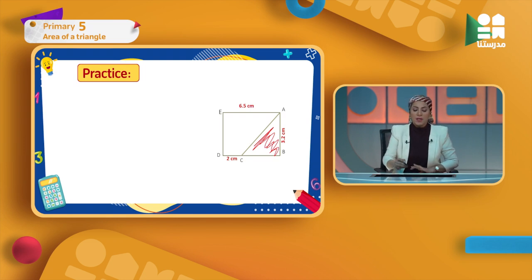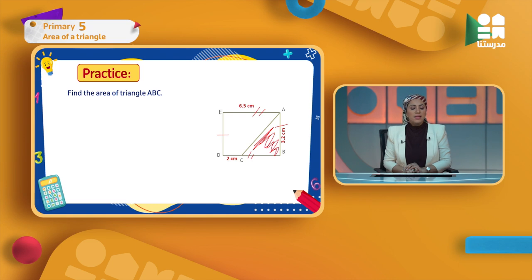So here, AE is equal to BD, and AB is equal to ED. But the four of them are not equal to each other, okay? So every two opposite sides are equal to each other, and our four angles are 90 degrees. Now, let's start. The question here: find the area of triangle ABC, the one that I have shaded now, the triangle in this figure, ABCD.